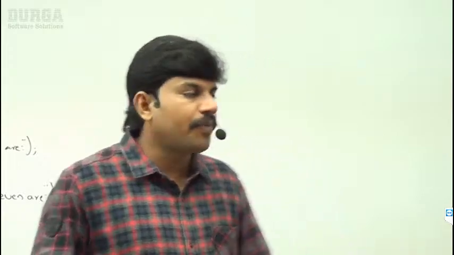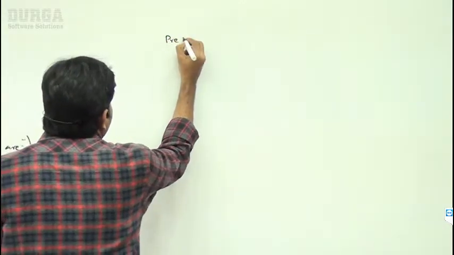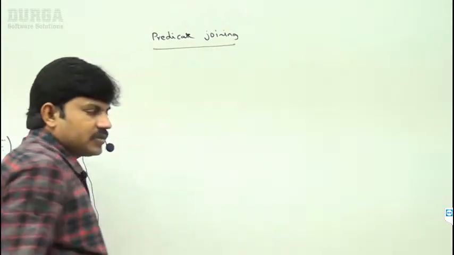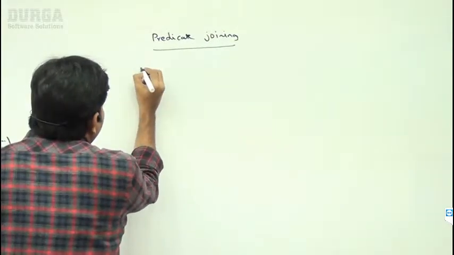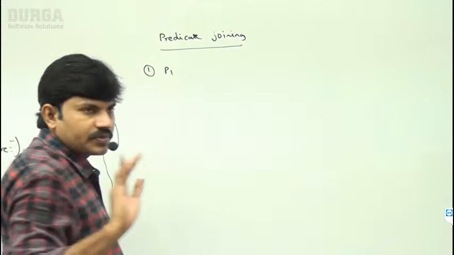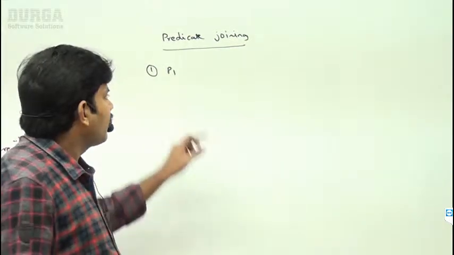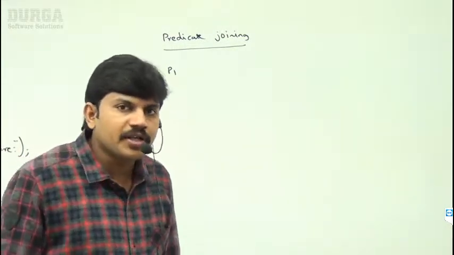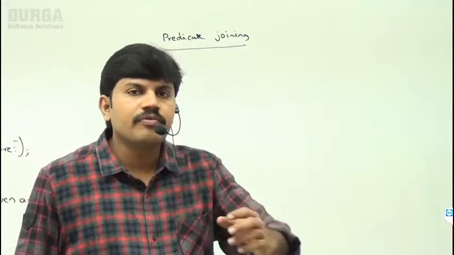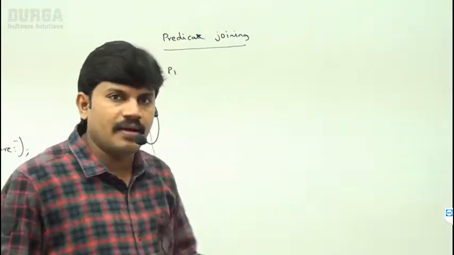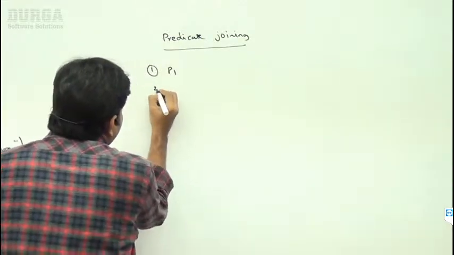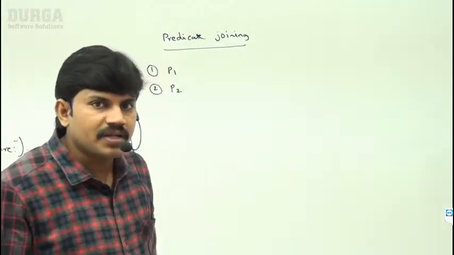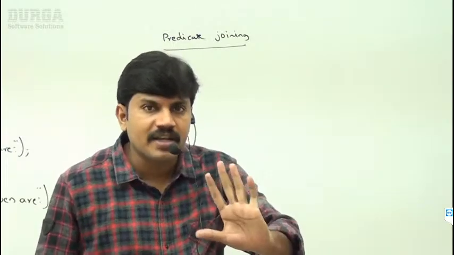How can you do predicate joining? Can you spell out? Predicate joining. Now suppose I have one predicate P1 to check whether the given number is greater than 10 or not. This predicate is going to take some integer number to check that. Next, I have another predicate to check whether the given number is an even number or not.